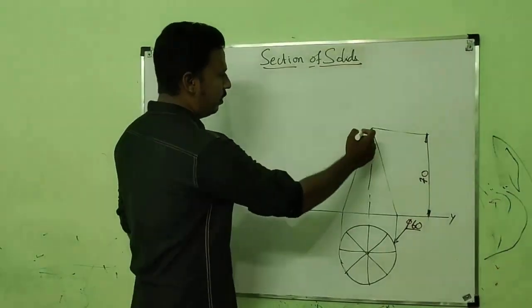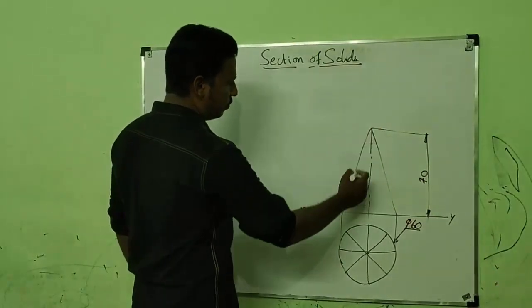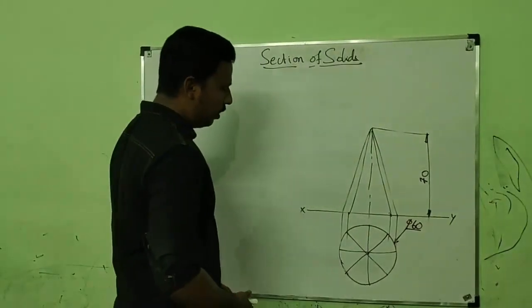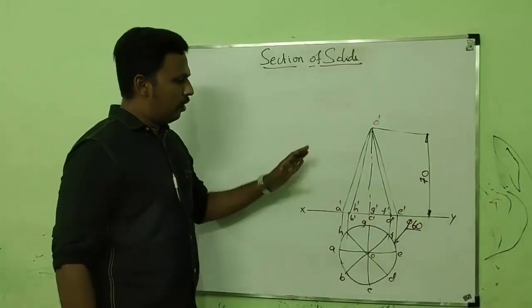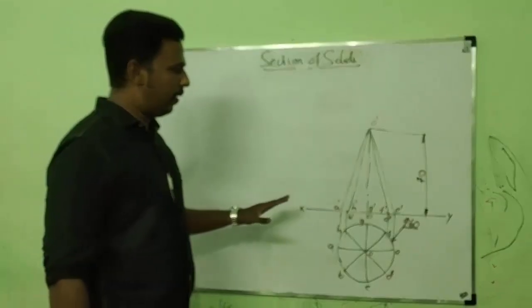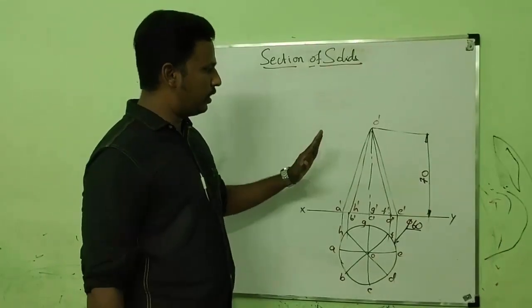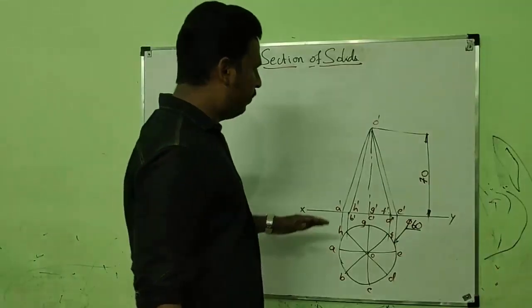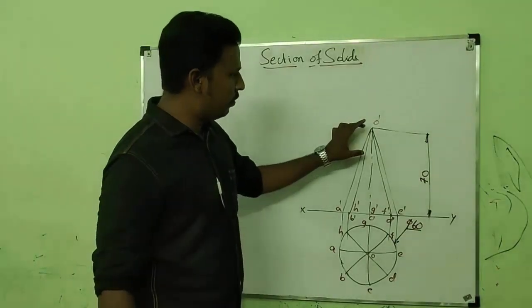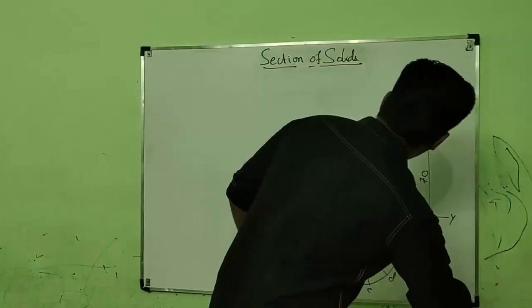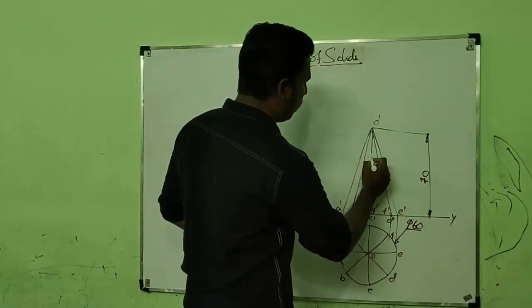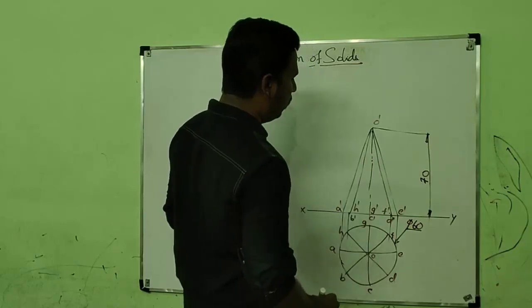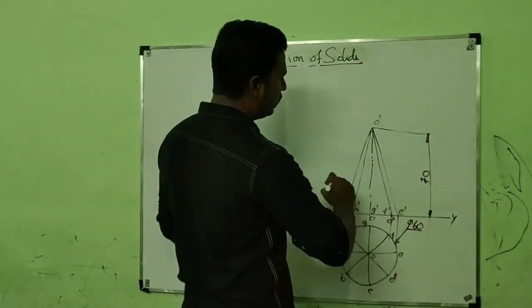Similarly, draw the generators in the front view. Then mark the name for all the points. Now we have drawn the front view and top view. Then we have to introduce the cutting plane. The cutting plane is inclined to HP at 45 degrees and it meets the axis 30 mm below the apex. So let us mark a point 30 mm below the apex and draw a cutting plane which is at 45 degrees to HP.